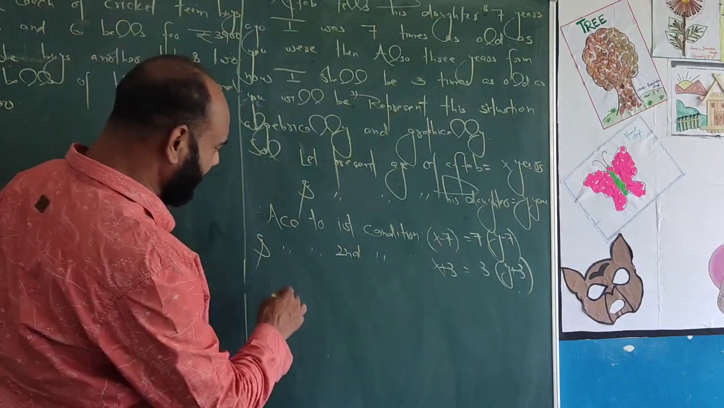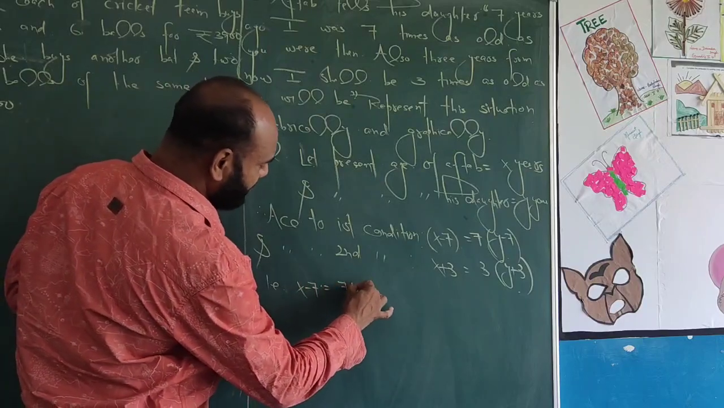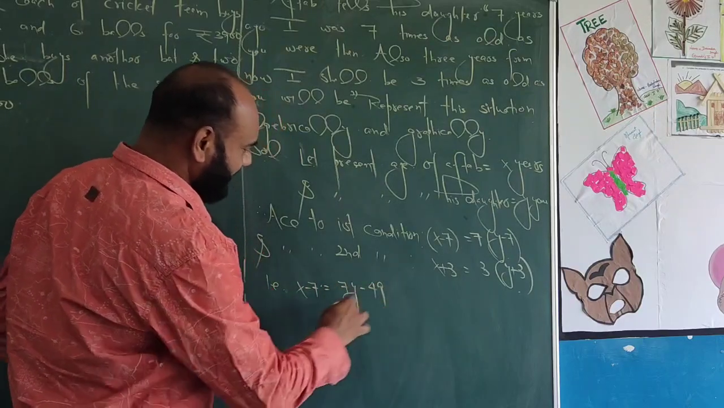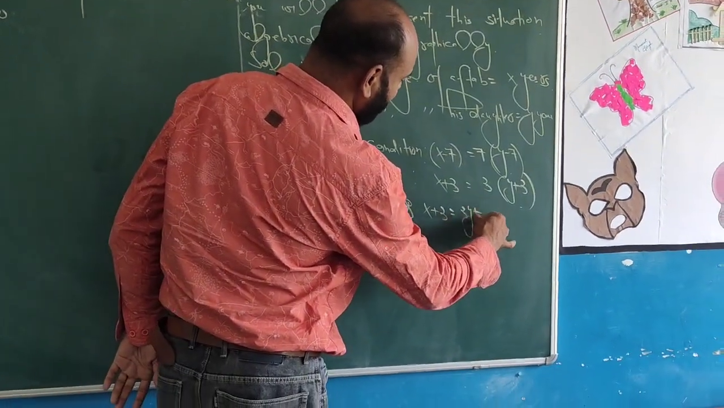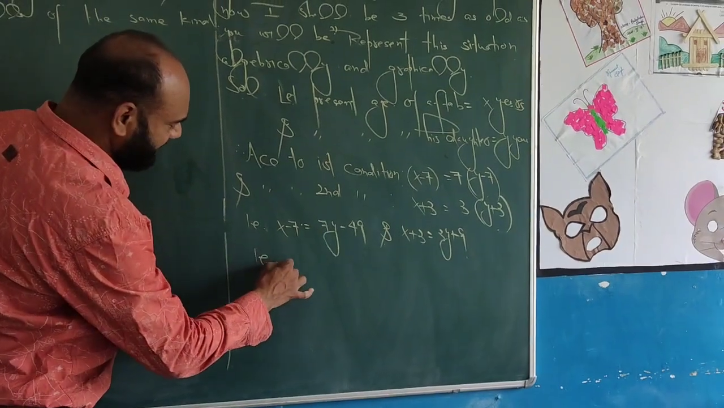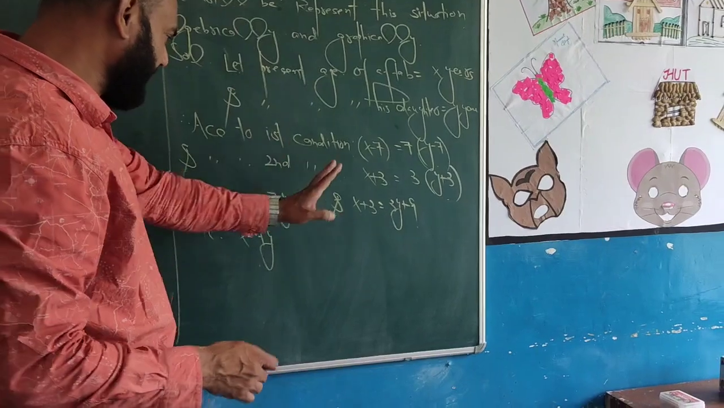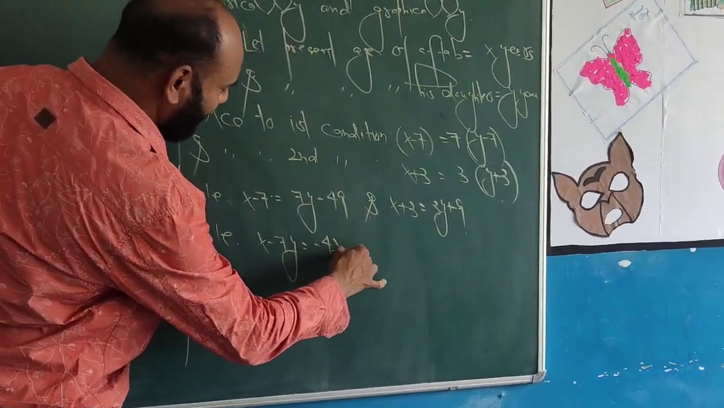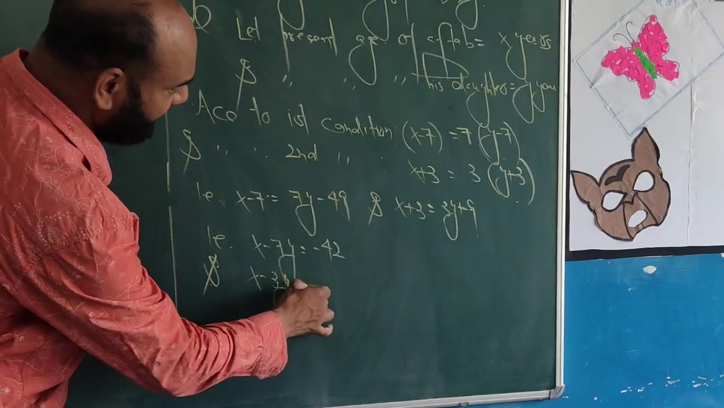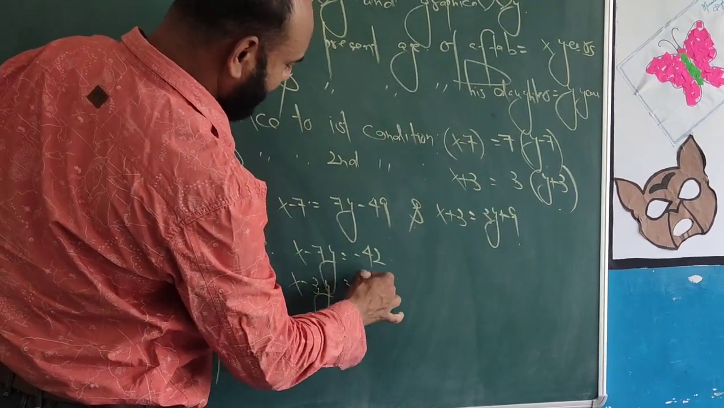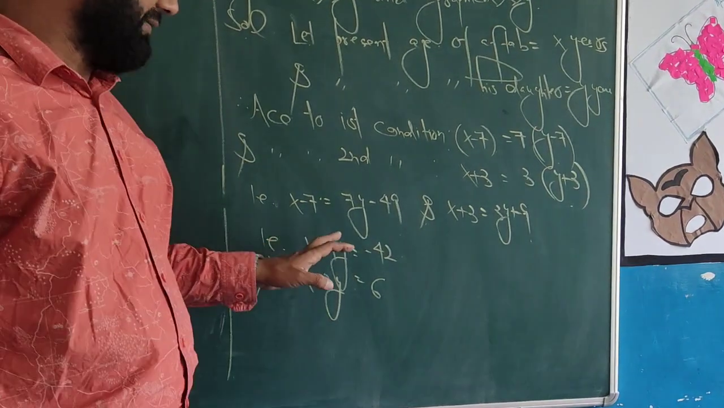And these two equations can be written in the form x minus 7 is equal to 7y minus 49, and x plus 3 is equal to 3y plus 9. These can be written in standard form. So x minus 7y is equal to minus 49 plus 7, which is minus 42. And the second equation is x minus 3y is equal to 6. These two equations are written algebraically.